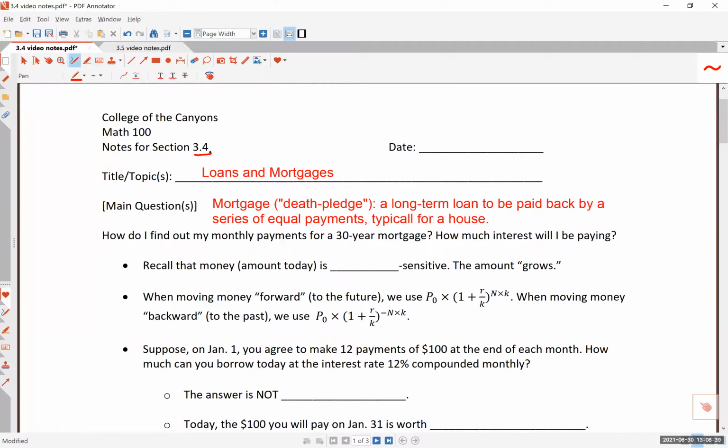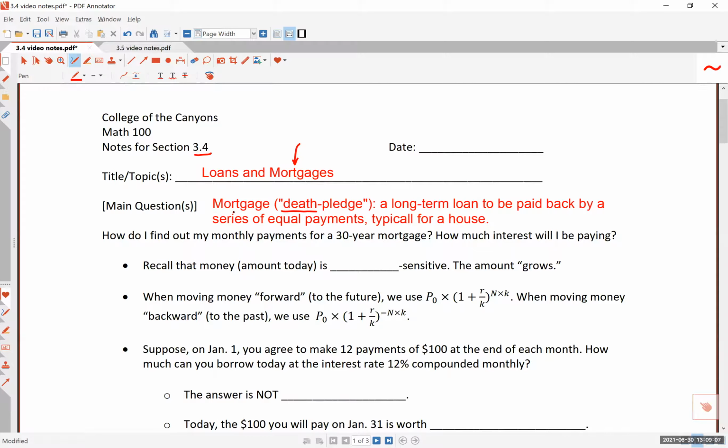Okay, section 3.4 is about loans and mortgages. What in the world is a mortgage? By the way, this T is often silent, so you will not hear people say "mort-gage," but "mor-gage." Now, "mort" sounds like mortuary, and M-O-R-T is a Latin prefix meaning death. So mortgage in the original term meant death pledge, like I will bet my life on this, right?